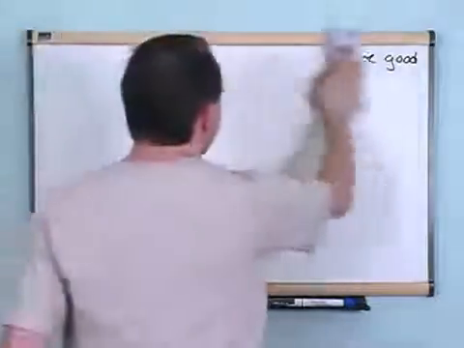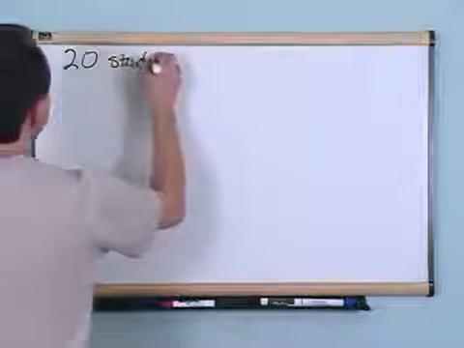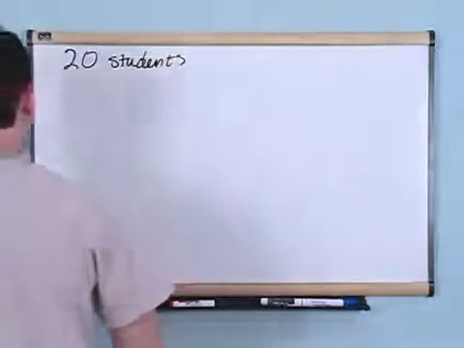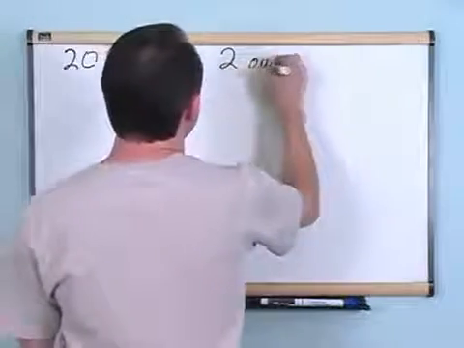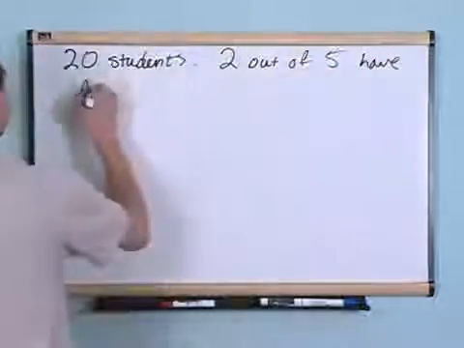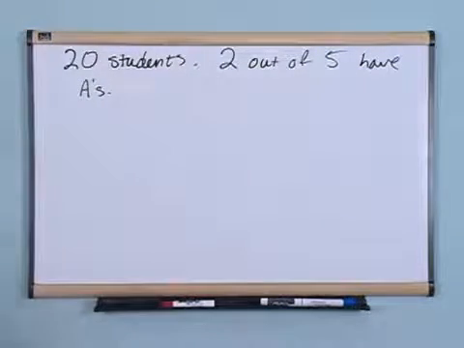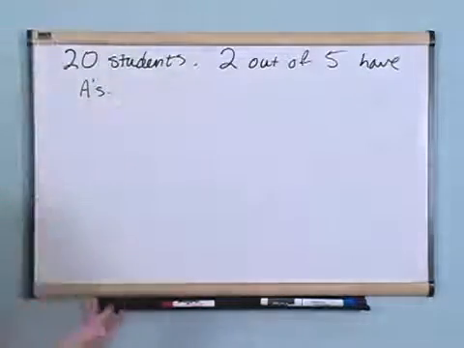I'm going to do one more quick problem, kind of like a word problem, and that's going to be the following. You have a class of students. There's 20 students in the class. 2 out of 5 students have A's. And the question is, how many students have A's? Okay? So you have 20 students, and you know that 2 out of 5 have A's. Question is, how many students have A's? That's what I'm trying to figure out. You know that 2 out of 5 have A's, but how many students have A's total?